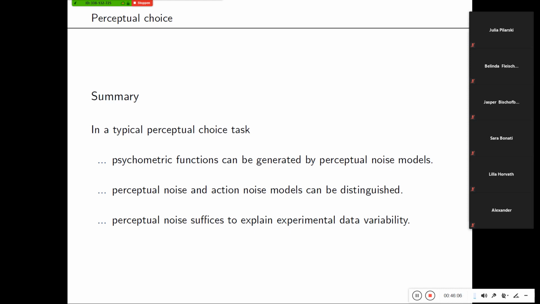Perception noise and action noise models can be distinguished. From the model validation and from the model evaluation, we find that we actually don't need to include an action noise parameter. So the perceptual noise here suffices to explain the experimental data variability.